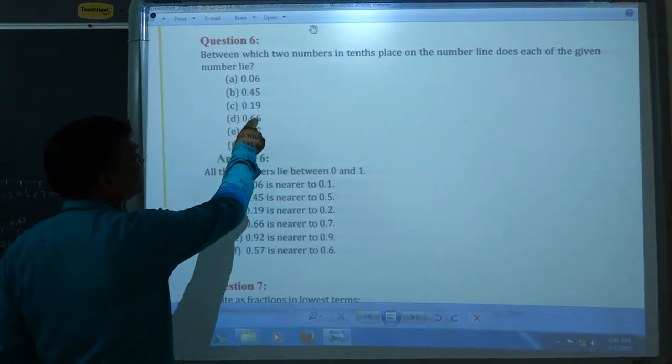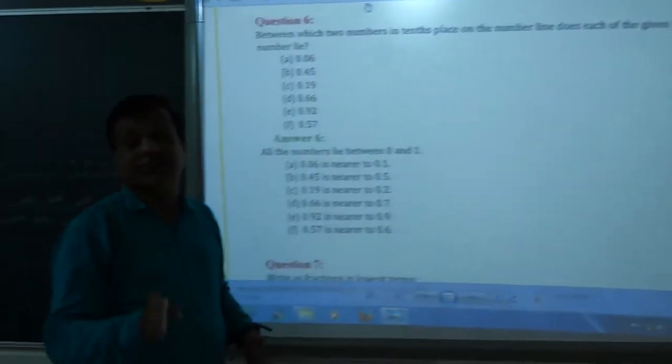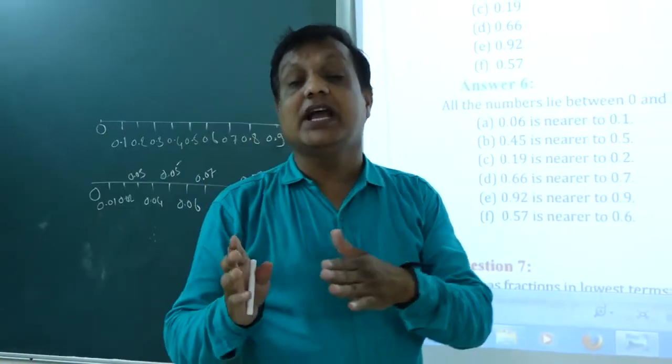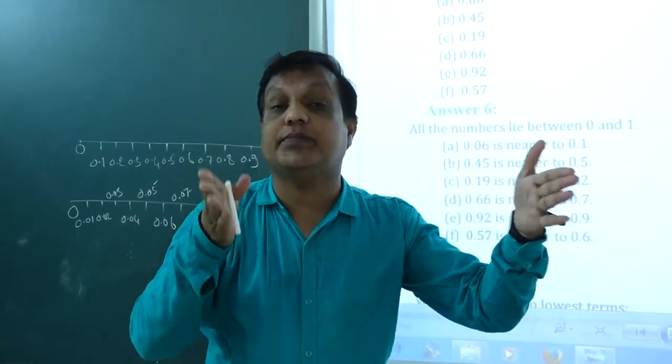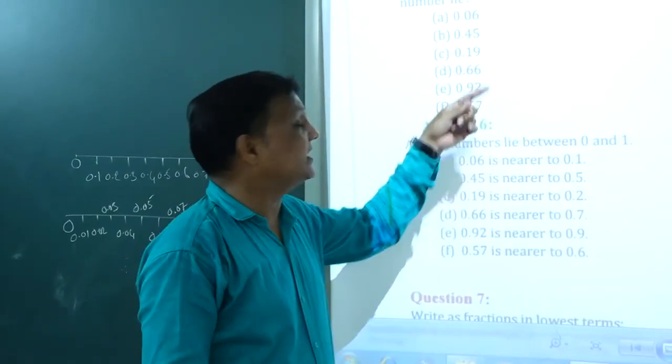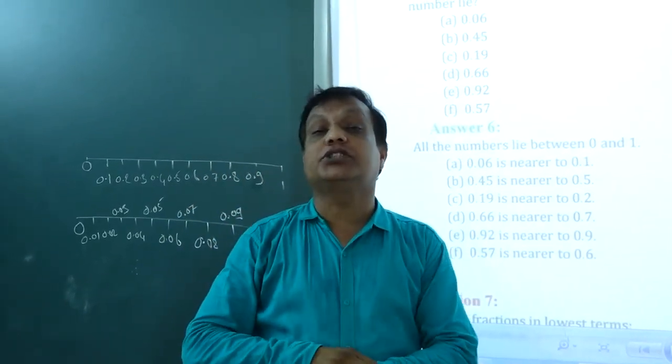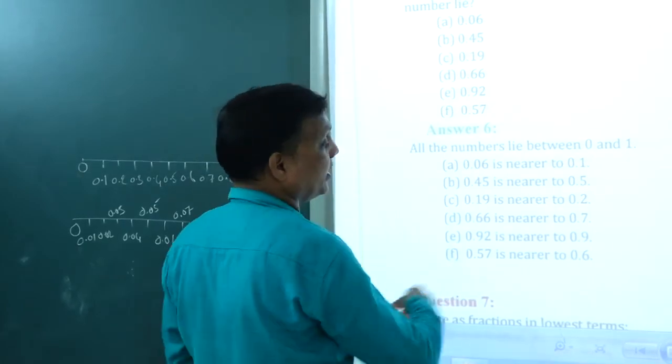Next number, 0.66. The 0.66 will come between 0.6 and 0.7. So 0.66, it is near to what? 0.7. So it will be near to 0.7.